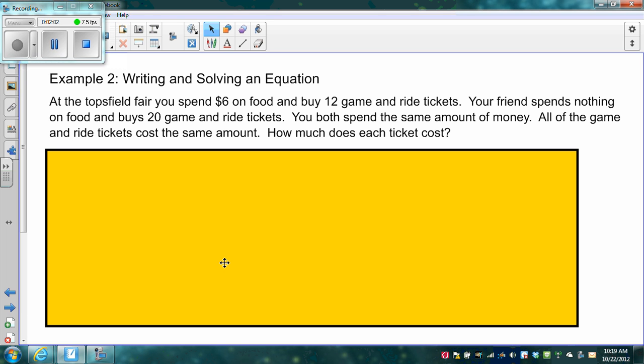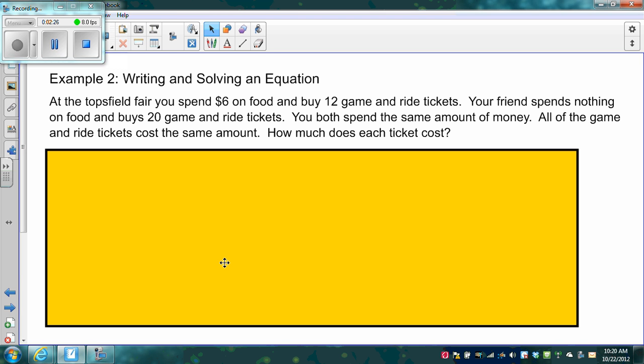Example 2 is about writing and solving an equation if you have a word problem. So, for example, at the Topsfield Fair, you spend $6 on food and buy 12 game and ride tickets. Your friend who went with you spends nothing on food because he's not really hungry, but buys 20 game and ride tickets, and you both ended up spending the same amount of money.